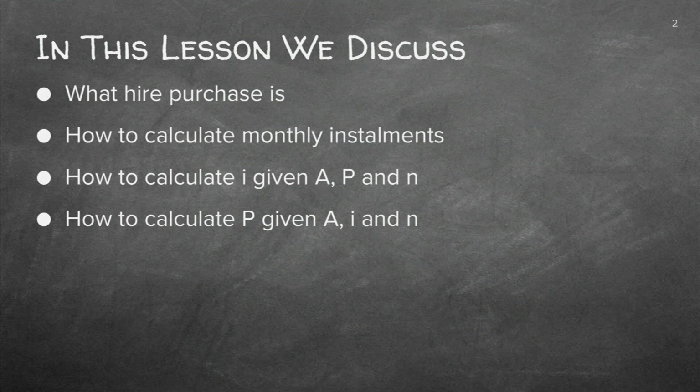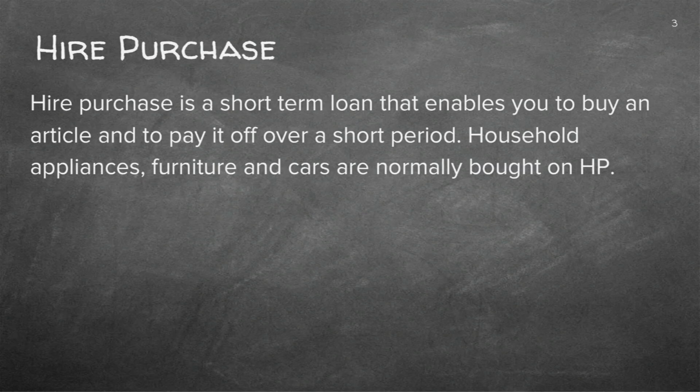There are 4 variables involved. Sometimes we're going to give you these 3 and ask for that 4th one. Sometimes we're going to give you those 3 and ask for this 4th one. So that is all it says here. And then you need to know what hire purchase is. This is when you buy something and you take out a loan, but it's on smallish amounts for home appliances or furniture or something like that, and then we pay back monthly. So it's over a short period of time that we're doing hire purchase.